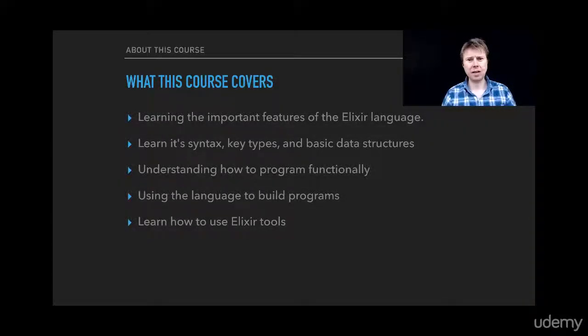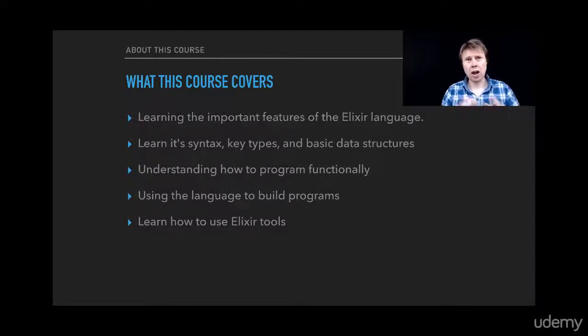Before we start, let's look at what this course covers. We're going to be focusing on the Elixir language, and we're going to look at the most important features of that. So we're going to cover things like the syntax, the key types, things like integers and binaries. We're also going to look at the key data structures, lists and tuples and maps and so on.